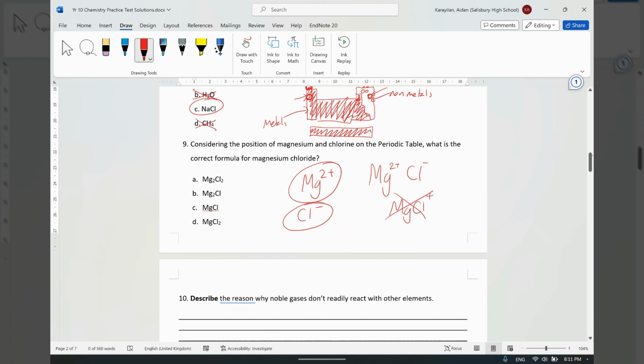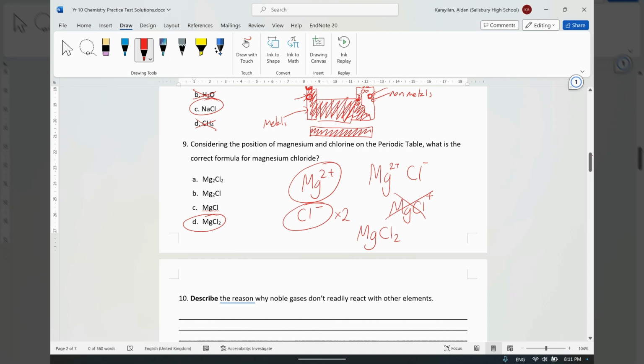Now we have 2 positive charges here. We need to have 2 negative charges to cancel out with that. Chlorine has 1, so if we multiply this by 2, we're going to have 2 negative charges to cancel out with the 2 positive charges for magnesium. So if we have 1 magnesium, we have 2 chlorines, that will give us our overall neutral charge, and we can see that works for answer D.